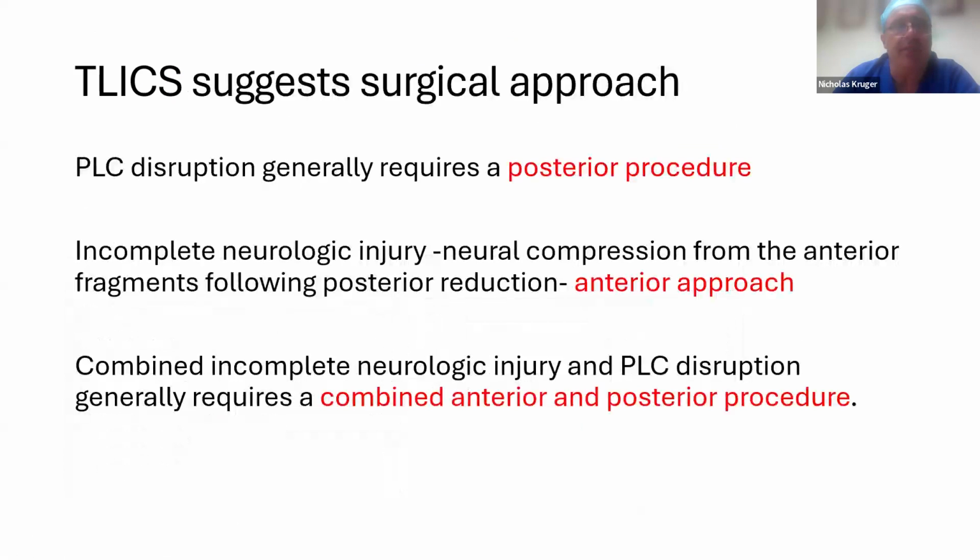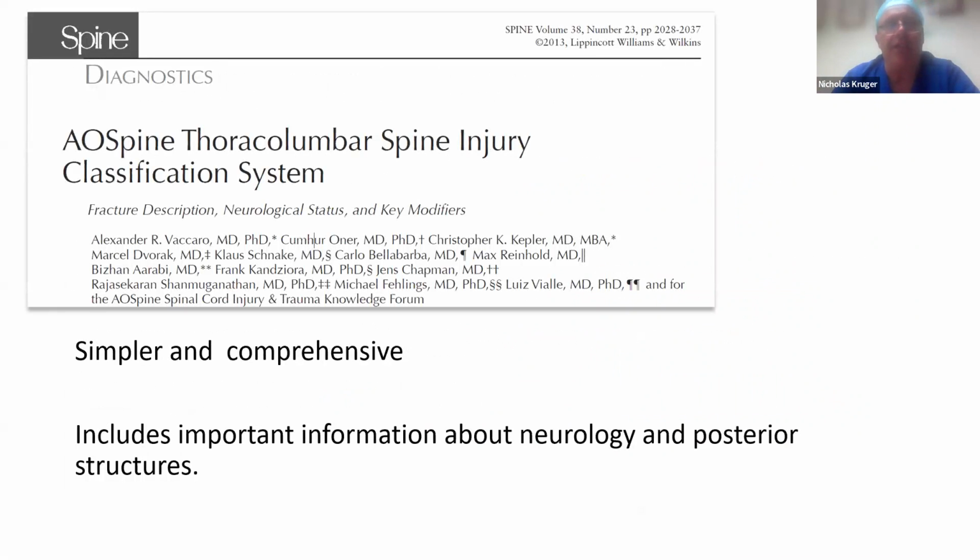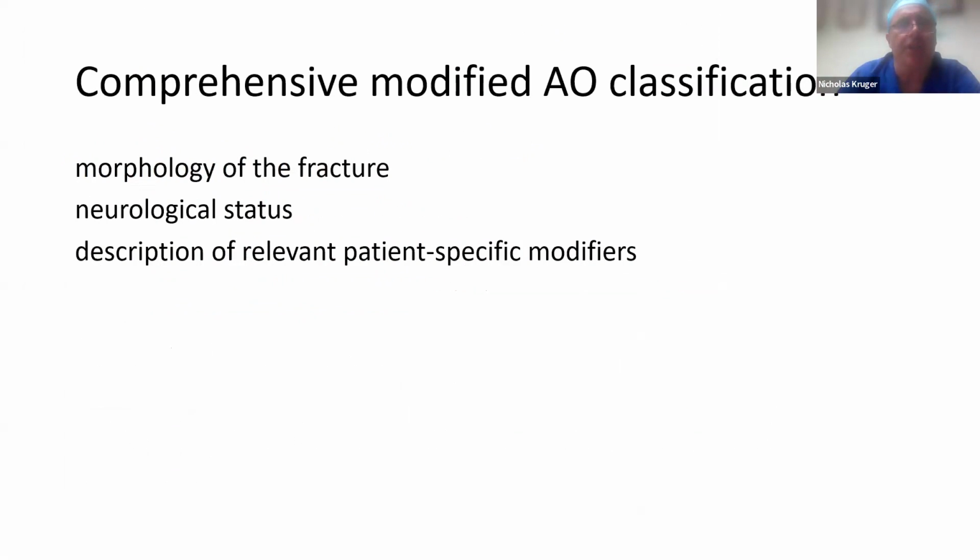TLICS. Look, I mean, you can know it, but I don't think we're going to, just keep things simple for yourself. Know the Denis, know what a burst, the chances, and a wedge fracture are, but then use the AO classification. I find the TLICS a bit too irritating, to be honest.